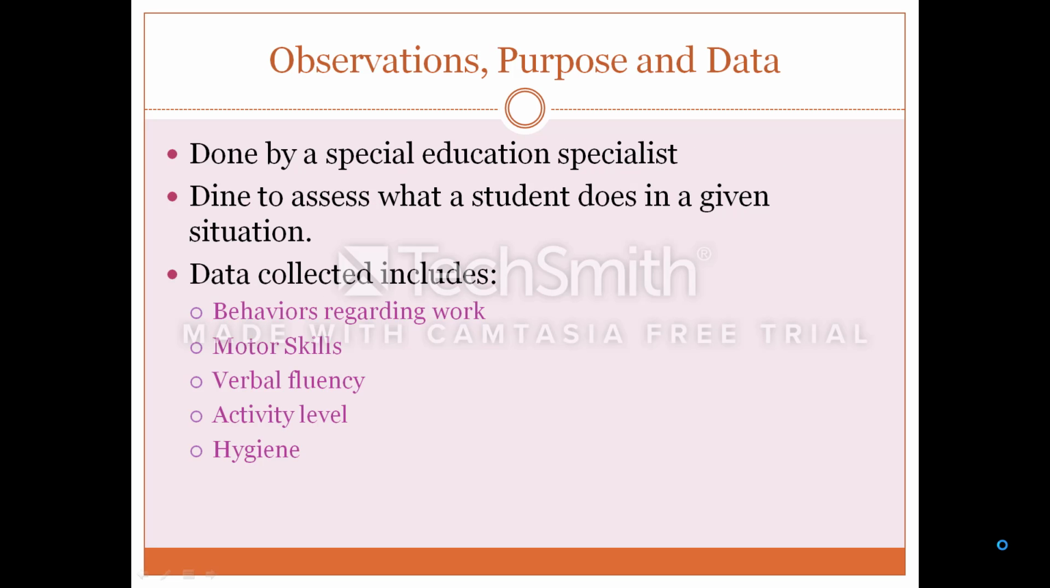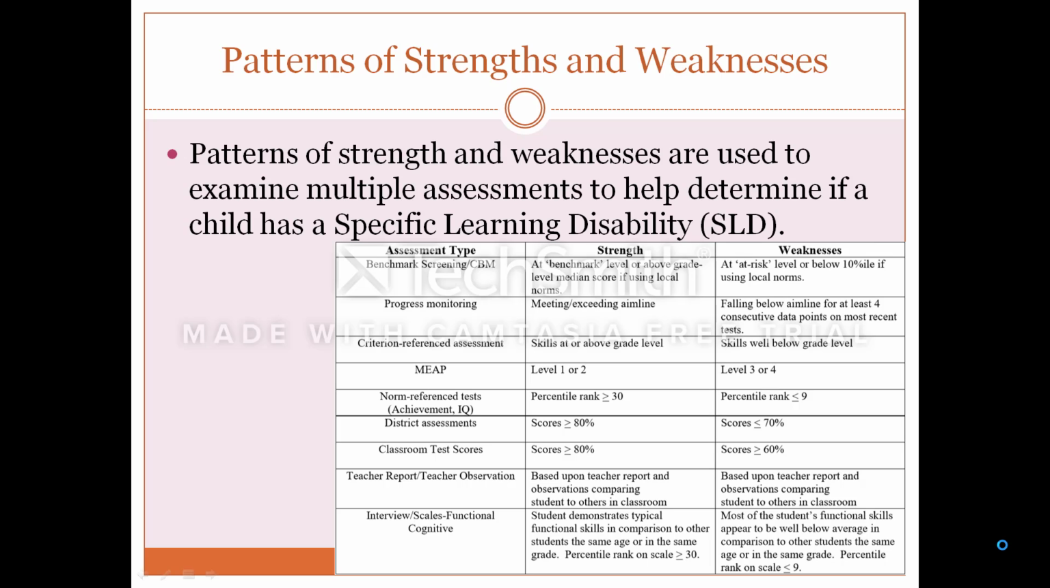Observations are done by special education specialists to assess what a student does in a given situation. Data collected includes behavior regarding work, motor skills, verbal fluency, activity level, and hygiene. Patterns of strengths and weaknesses are used to examine multiple assessments to help determine if a child has a specific learning disability.